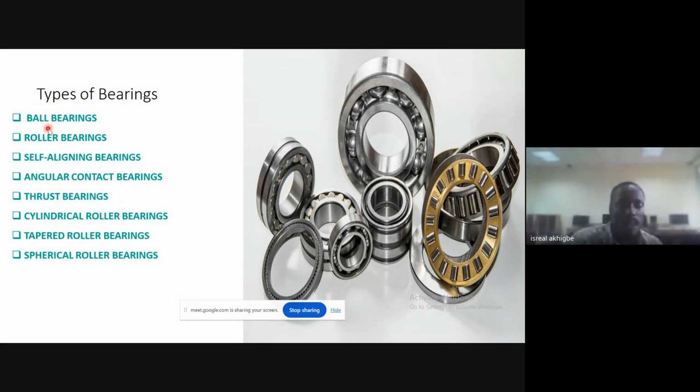Now, ball bearings, roller bearings, self-aligning bearings, angular contact bearings, thrust bearings, cylindrical roller bearings, taper roller bearings, spherical roller bearings. These are just to mention a few. So we'll talk about it, but these are some of the more common ones you see, and they can be combined using different combinations to give us our desired outcome.